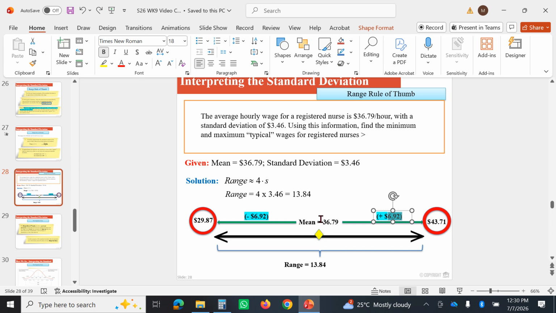So that means there's your mean. 50% of the data points are here, so this is 6.92. 36.79 plus 6.92 gives me an upper maximum of $43.71 an hour. I also have to do it for the lower 50% of the data. 36.79 minus 6.92 gives us a lower value of $29.87. And you can see there's your total range, 13.84, which we just calculated. Everything should be there. Have fun with that one. That's using your range rule of thumb.